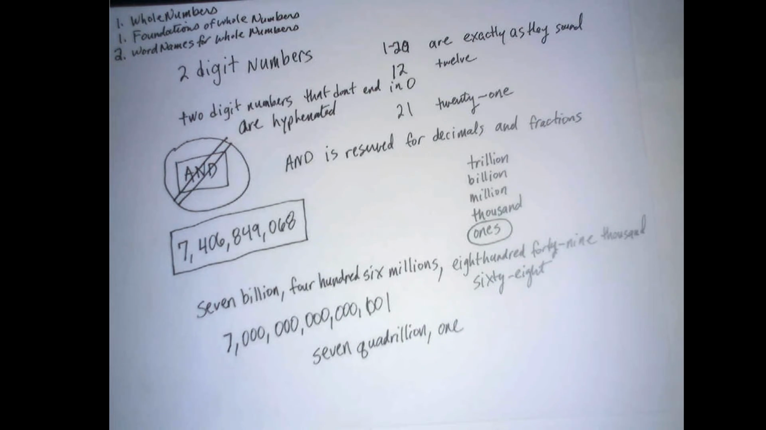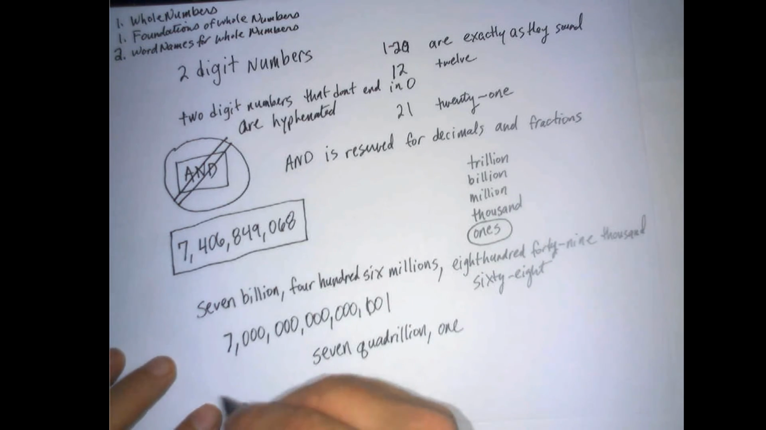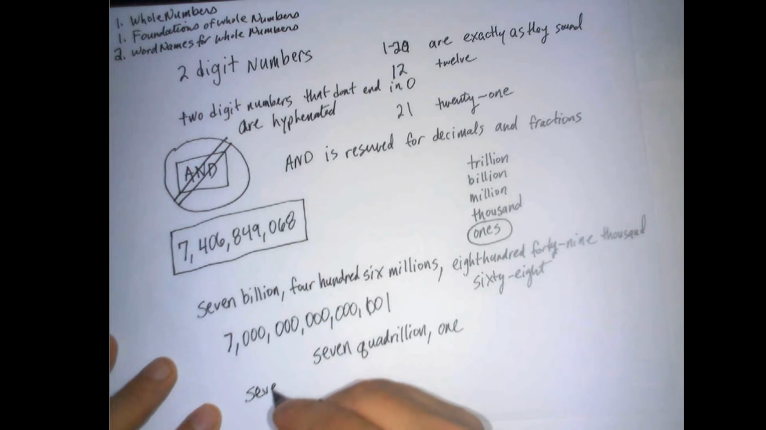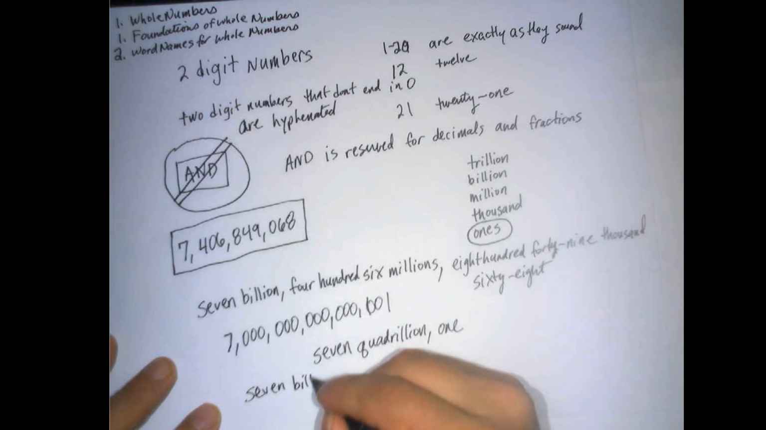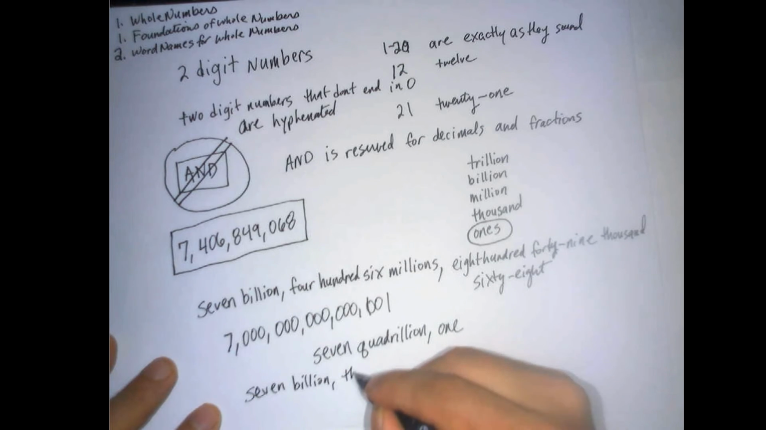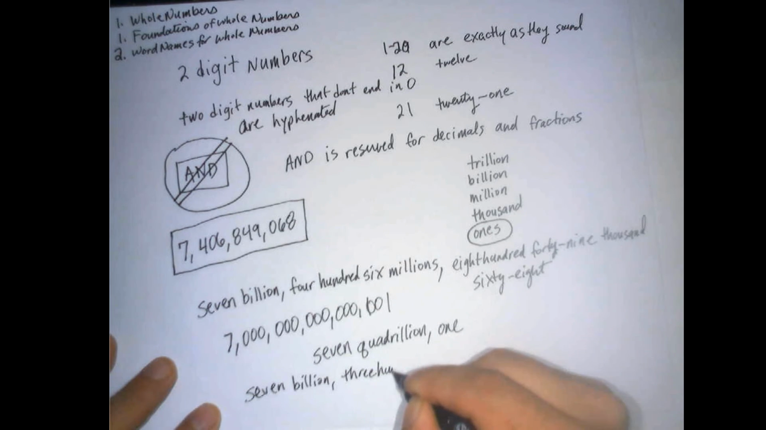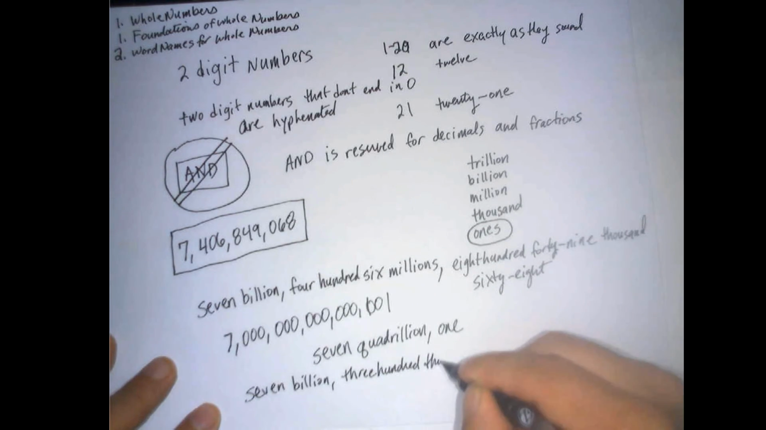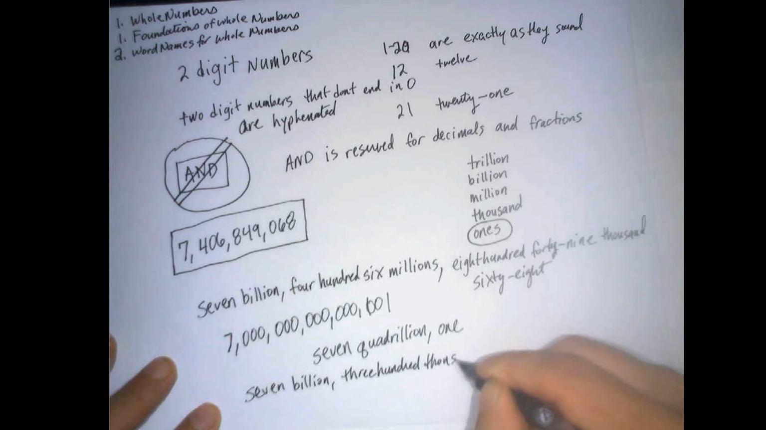Now, if we were to go backwards from word form to numerical form, we do the exact same thing. The only thing you need to watch for when we do that is periods that are skipped. For example, let's do seven billion, three hundred thousand, fifteen.